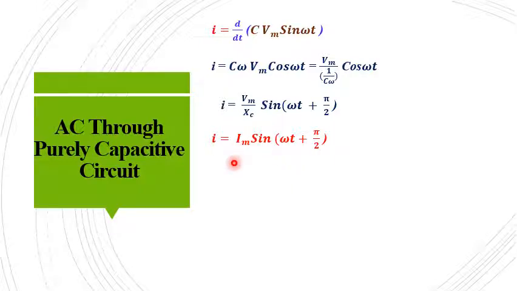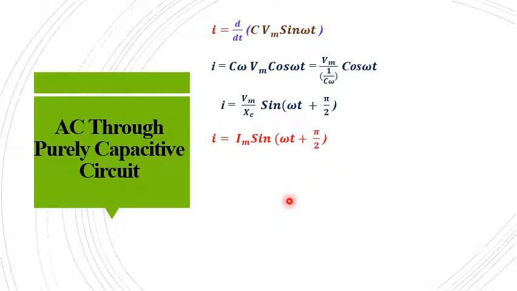So here we can see that in the case of a purely capacitive circuit, if the voltage applied is Vm sin omega t, then the current through the circuit is Im sin(omega t plus pi by 2). That means the current leads the voltage by an angle pi by 2, because here we have a plus pi by 2. So the current is the leading quantity by an angle of 90 degrees.